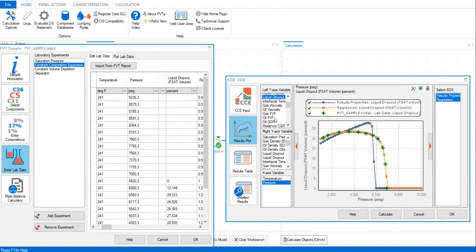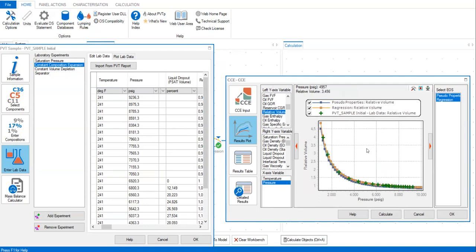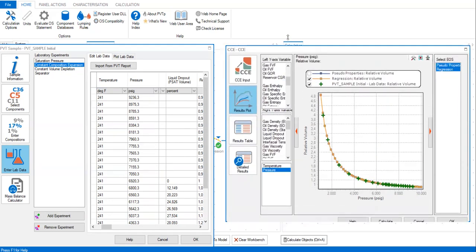And maybe we can also check the relative volume, although I said before that the trend of the relative volume is much more important than the matching of the exact value itself. But it's okay if we want to check the relative volume matching. And you can see we have a good match, both for the trend as well as for the exact value of the relative volume.